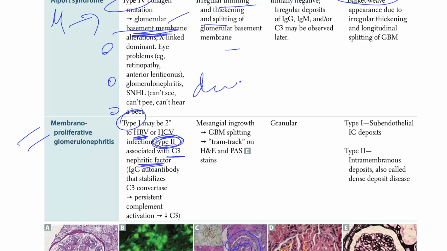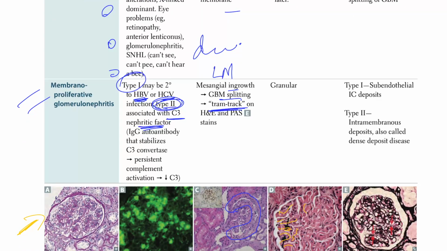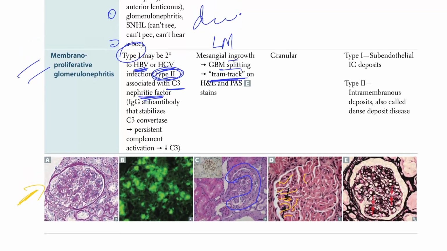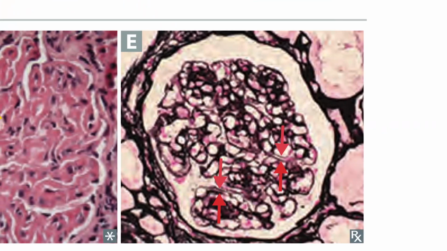Now in your light microscopy, you see mesangial ingrowth, glomerular basement membrane splitting, and tram tract appearance, very important. Looking at picture E, you have the tram tracts. Let me zoom in. Okay, look at those tram tracts.